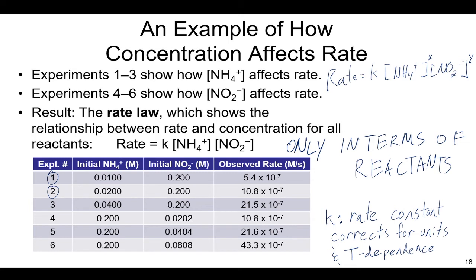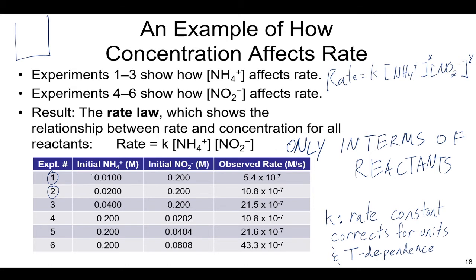One and two, NO2 is constant, not changing. So whatever happens to the rate here is solely determined by this change. How we actually do this is, we put in a beaker this much NH4, this much NO2, okay? We pour them in, and we watch how NH4 disappears in time. We catalog the time, we catalog the change in concentration, we divide those to get our concentration per time, our observed rate. We did lots of those calculations in the previous video.